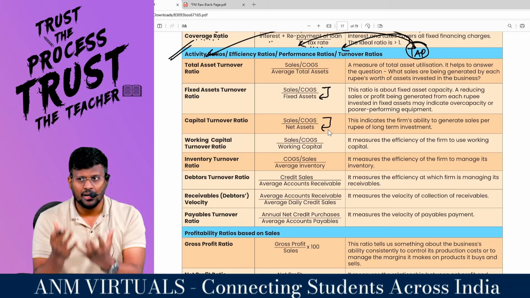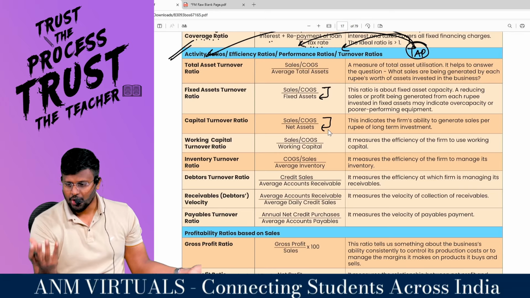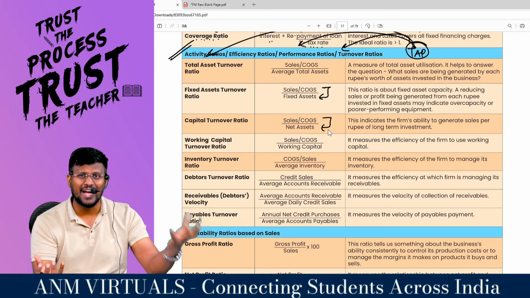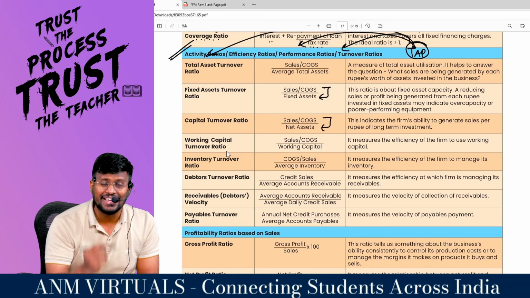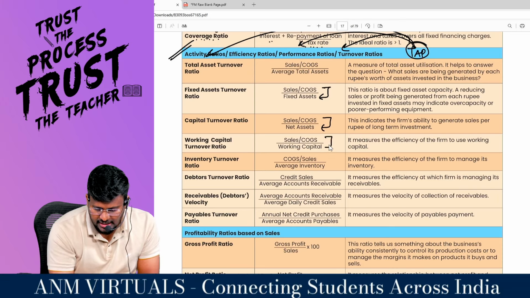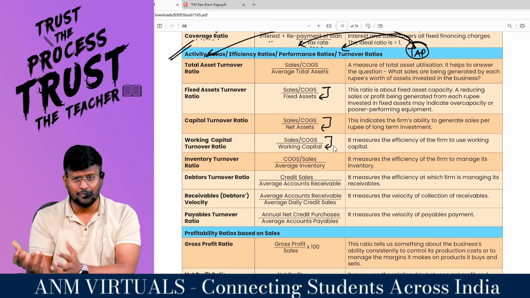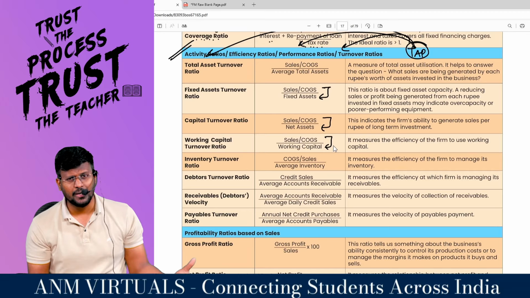What is net asset? Net asset is nothing but, my dear lovable students, capital employed. Correct? Because the liability side of the balance sheet should be equal to the asset side of the balance sheet. That's it. Working capital turnover ratio: sales divided by working capital. Sir, in the question, if the sales figures are available, we have to take the sales. Or if the COGS is available, you have to take the COGS.